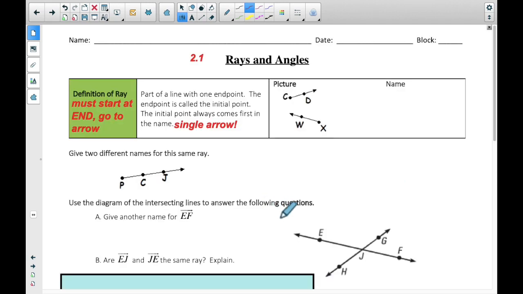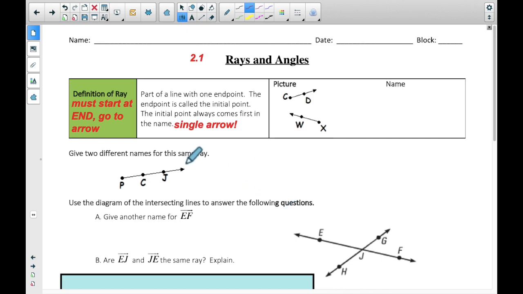Alright, so starting with rays and angles. The definition is part of a line with one endpoint. The endpoint is called the initial point. The initial point always comes first in the name. When we name these, we put a single arrow on top of the name.